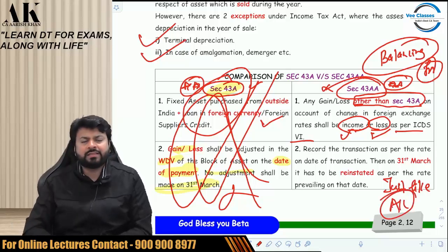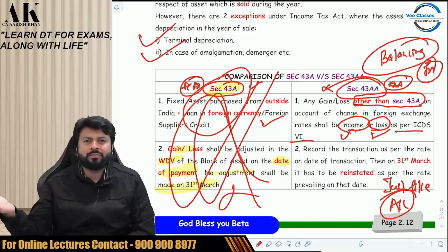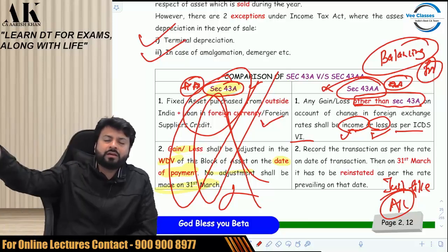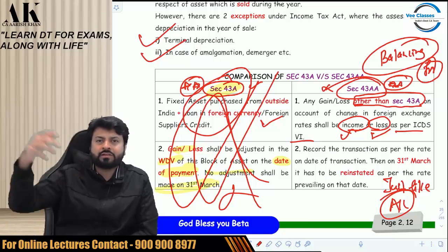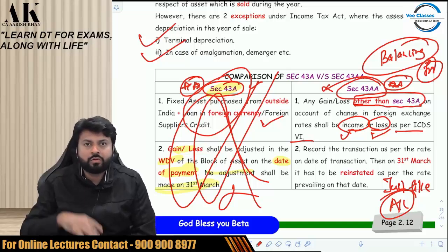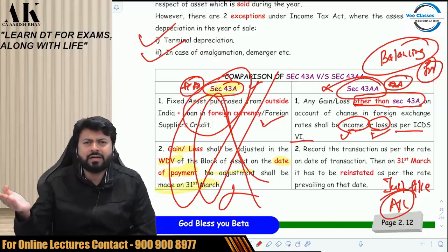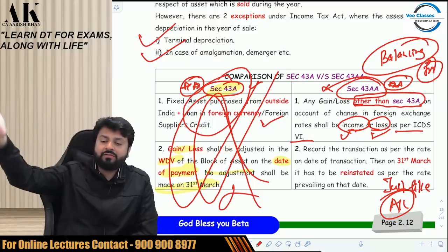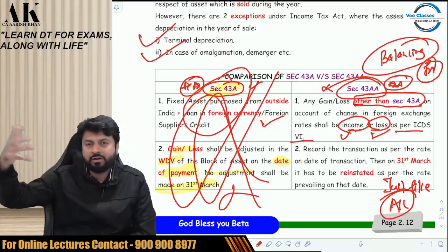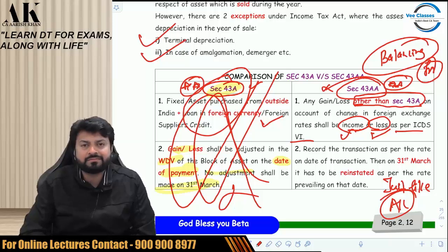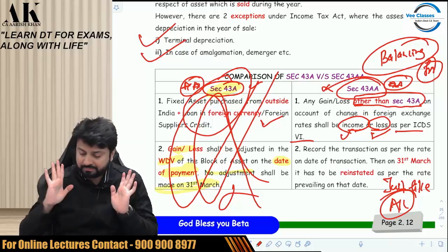Just like accounts, you have to restate on the balance sheet date, and then again restate on the date of actual realization. Today I am doing a transaction, so you have to record it as per today's date. Then on 31st March, if it is outstanding, you have to restate. After that, if you have made the payment or received the payment, you have to check the actual payment rate, just like accounts.